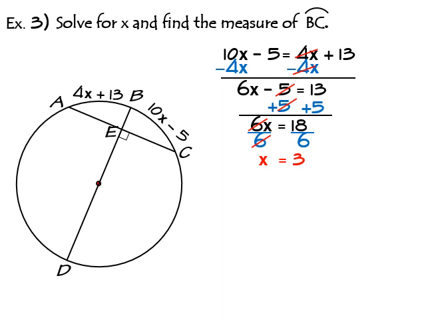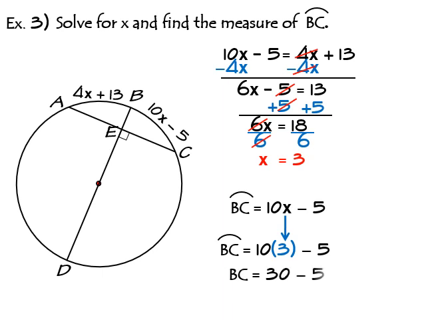Now, it asks for us to find the measure of BC. So let's take a look at BC. If you take a look, arc BC is equal to 10x minus 5. So let's substitute. 10 times 3 minus 5, which is 30 minus 5. So arc BC is 25 degrees. And there you go.